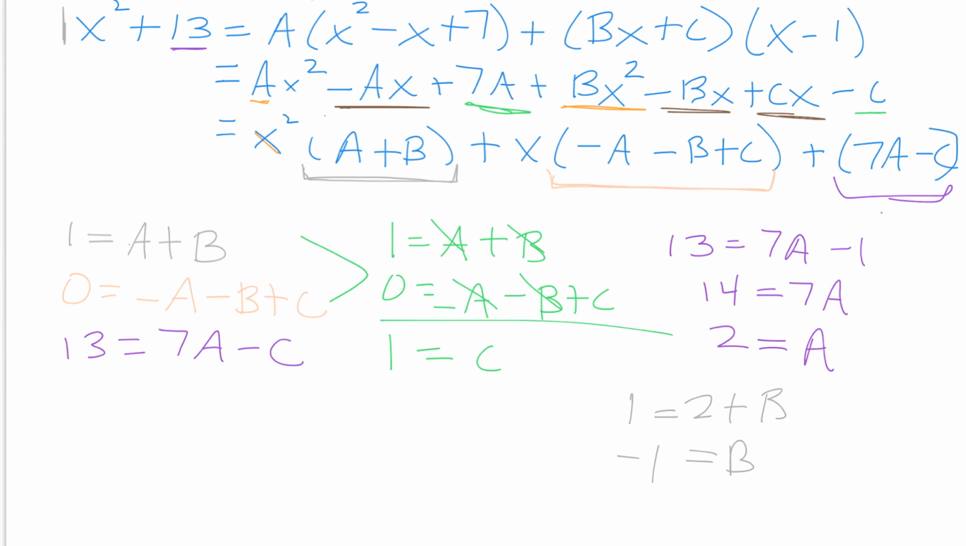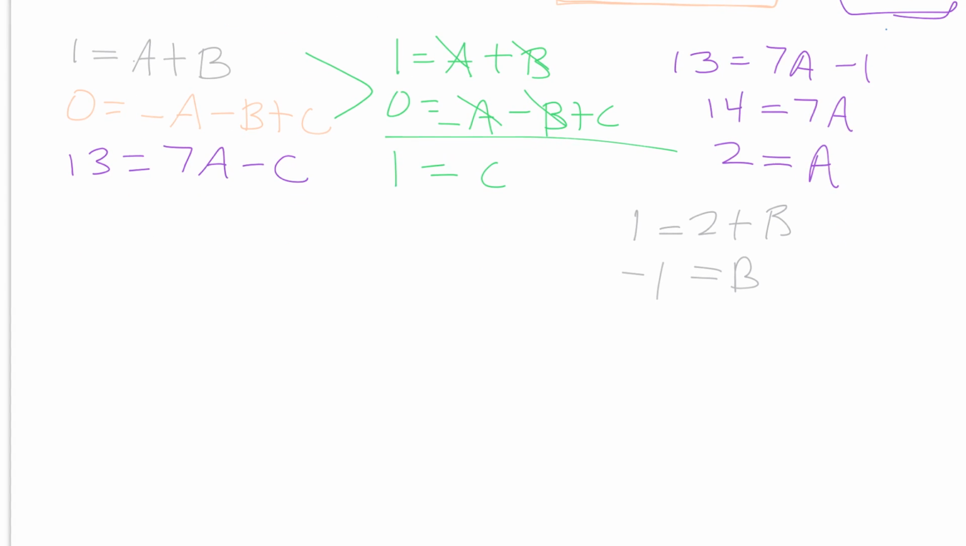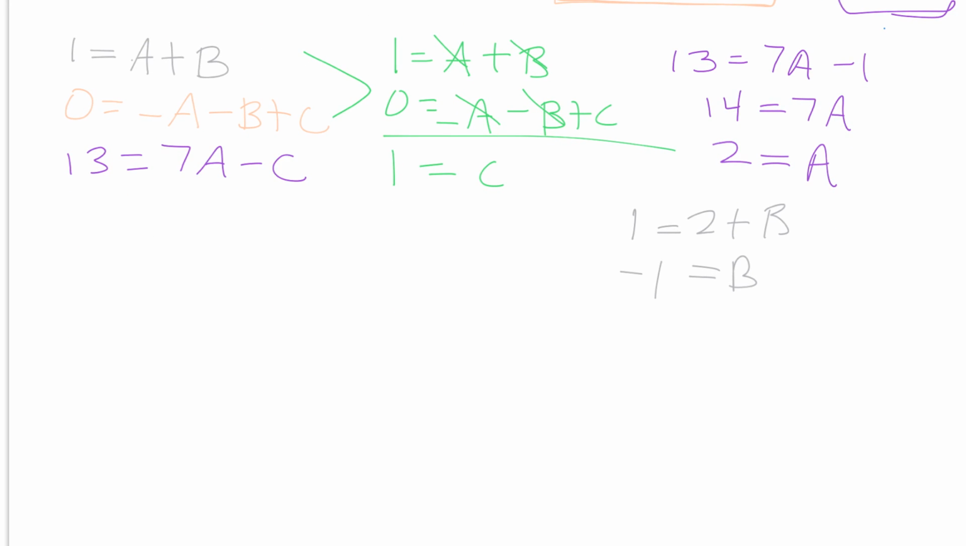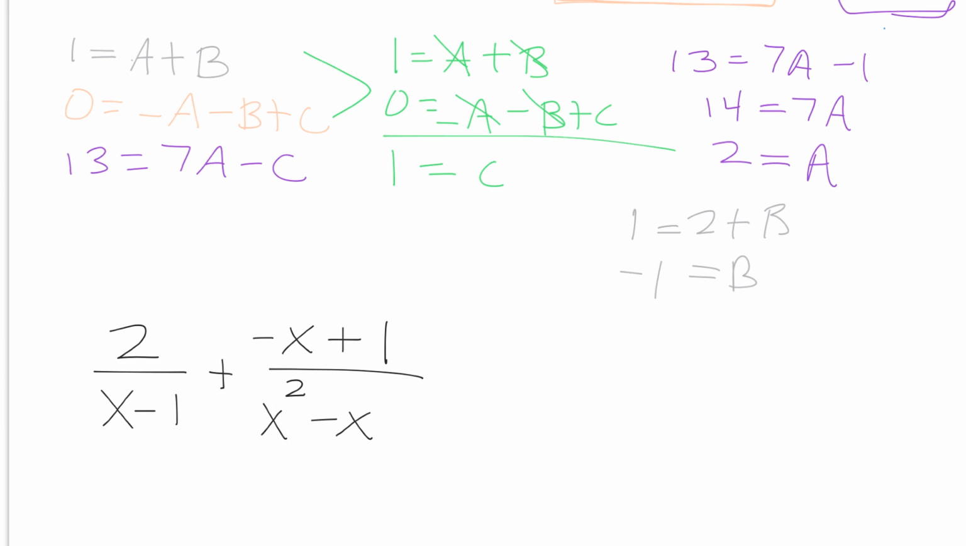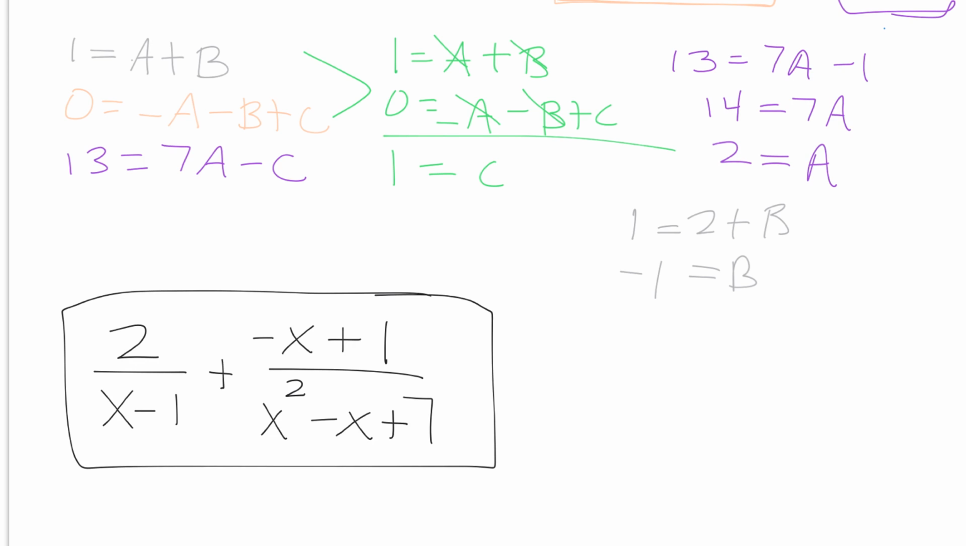Then I need to go ahead and write my final answer by substituting everything back in again. So I'm going to substitute the A in, and I get 2 over x minus 1, plus the B goes in, so I have negative 1 times x, which is negative x, plus my C value, which is 1, over that quadratic, which is x squared minus x plus 7. And that's my final answer.